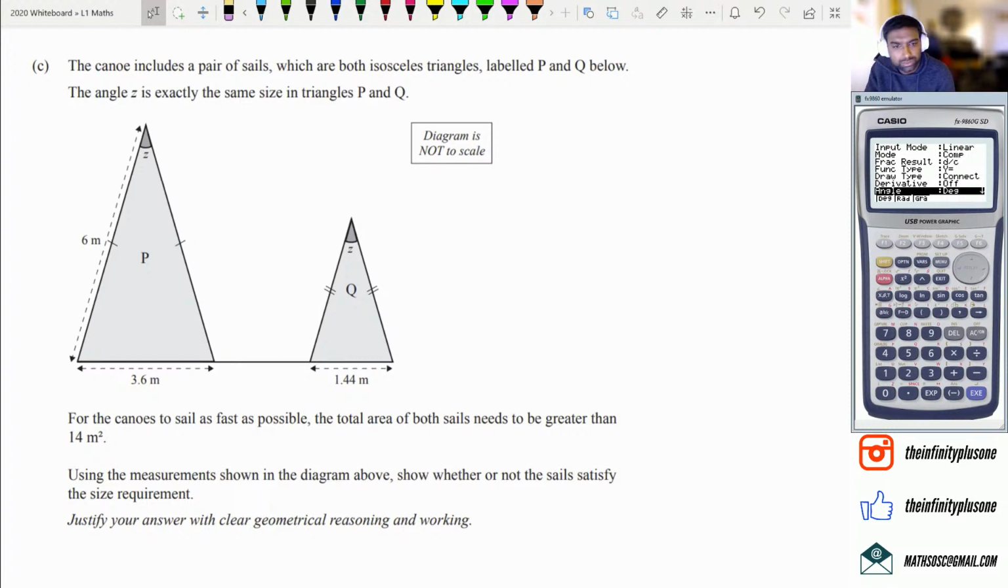The triangles are similar. All right, so let's go through this question here.